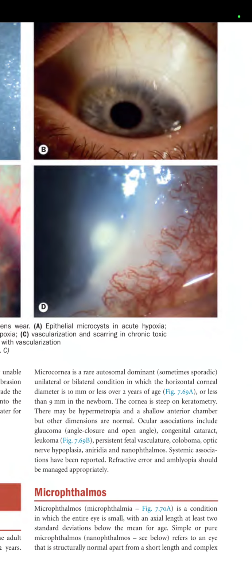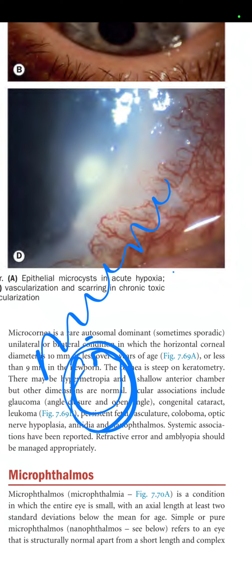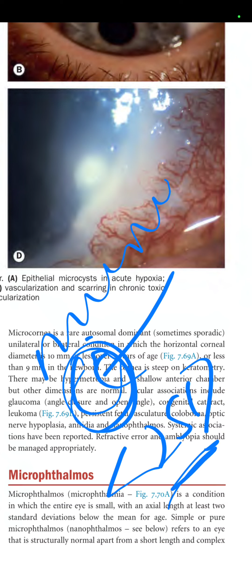So what is microphthalmos? Microphthalmos is a condition in which the entire eye is small, with an axial length of at least 2 standard deviations below the mean for age. So basically, in microphthalmos, the eye is going to be normal, but only its length is going to be very small, less than 2 standard deviations of the normal for that age.